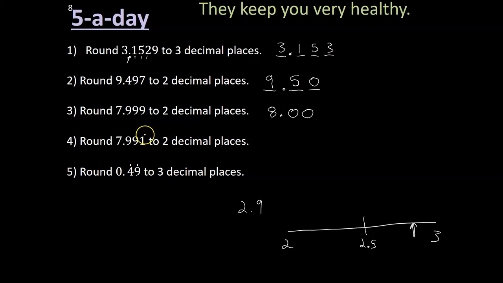Here, we have a 1 in our third decimal place. So this is just closer to 7.99. And now a reminder, these dots, that means 0.494949, carrying on forever. So to round this to 3 decimal places, have a look at what comes after. Have a 9, so we round it up.